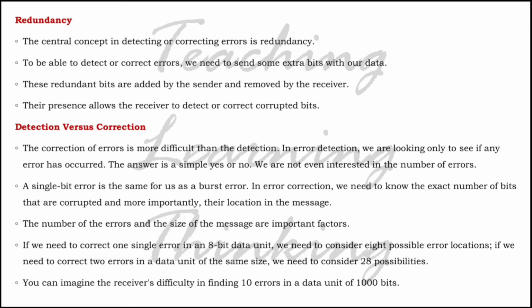The number of errors and the size of the message are important factors. If we need to correct one single error in an 8-bit data unit, we need to consider 8 possible error locations. If we need to correct 2 errors in a data unit at the same time, we need to consider 28 possibilities. You can imagine the receiver's difficulty in finding 10 errors in a data unit of 100,000 bits. That is why detection is very easy compared to correction.